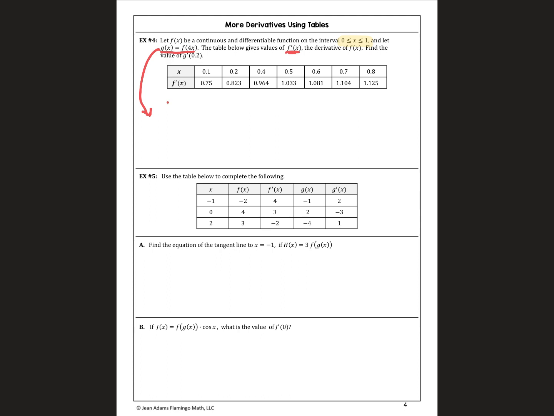Well, if we want to know g prime, and g of x is f of 4x, that means g prime of x is the derivative. This is a composite here. So if I take the derivative of the outside, that's f prime. The inside stays the same, and then we multiply by the derivative of the inside. The derivative of the inside, which is 4x, is 4. So g prime of x is f prime of 4x times 4.